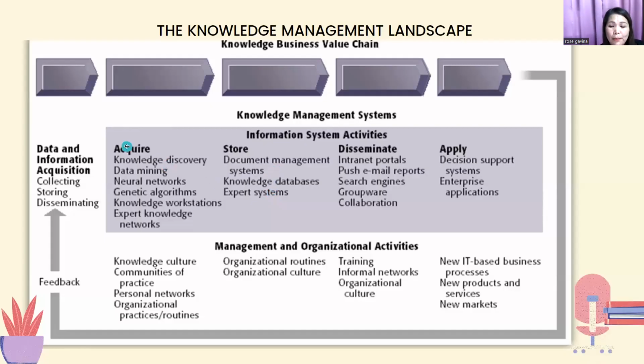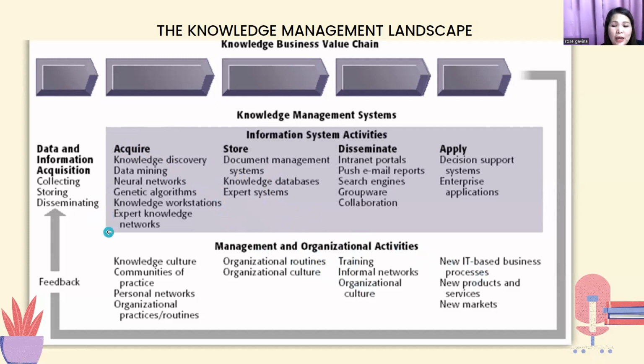So the knowledge management landscape. As we have discussed a while ago, we have learned that KM is a set of processes that create, store, transfer, and apply knowledge in the organization. Knowledge management increases the ability of the organization to learn from its environment and to incorporate knowledge into its business processes. So the knowledge management value chain includes four main steps that add value to raw data and information as it is transformed into usable knowledge.